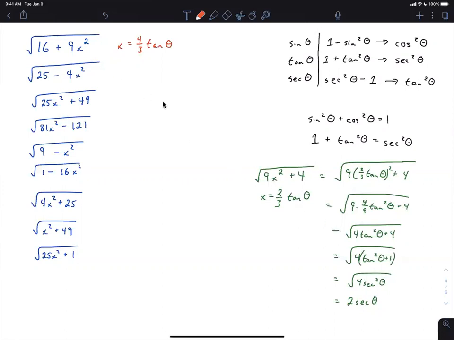Okay, on the next one, we want to get rid of the 4 and end up with 25. So to get rid of the 4, we're going to put a 2 in the bottom. To end up with 25, we're going to put a 5 in the top.